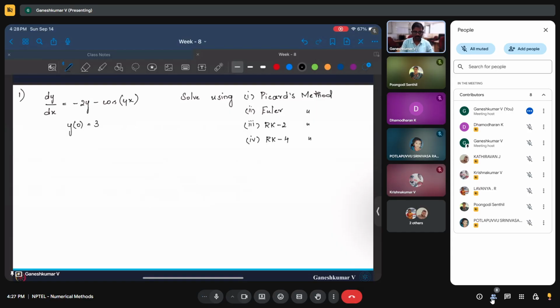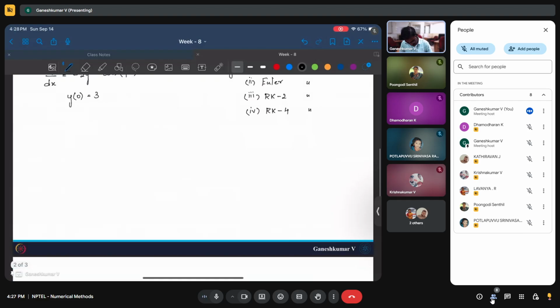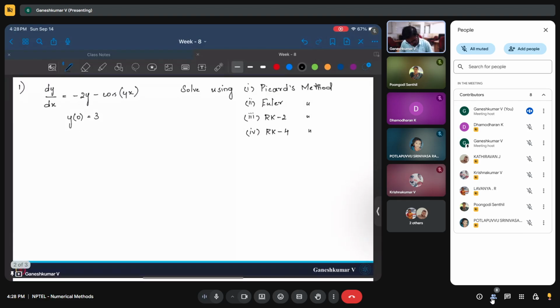Let me check my recordings. Okay. So what we were asked to find: we have this ODE, dy/dx = -2y - cos 4x, with the initial condition y(0) = 3. We need to find y(0.4), and let's say our step size is h = 0.2, which means we need to do two steps.